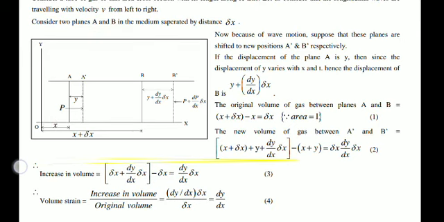O to A dash, whatever volume is enclosed within this particular distance. So this much distance is x and this much distance is y. So x plus y, and the area is 1. Therefore the initial volume will be x plus y. So final volume minus initial volume, we will be getting delta x into dy by dx into delta x. Okay. So this will be the original volume. This will be the final volume.